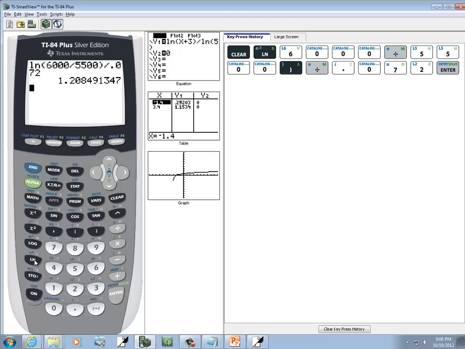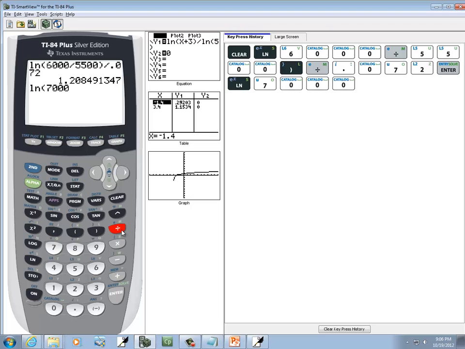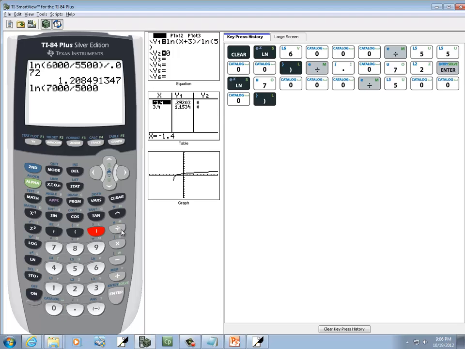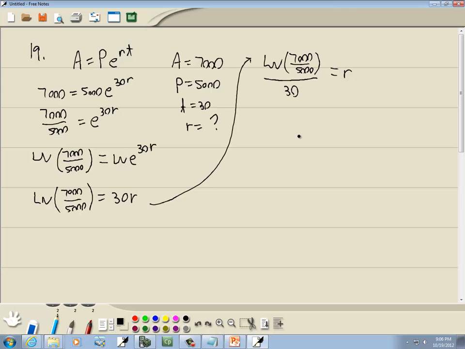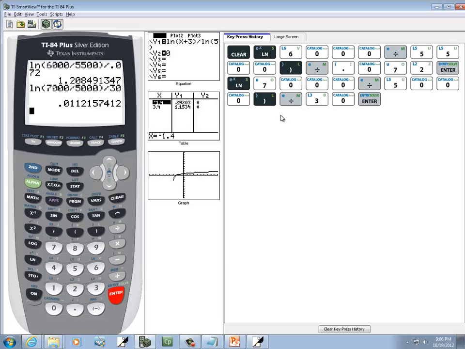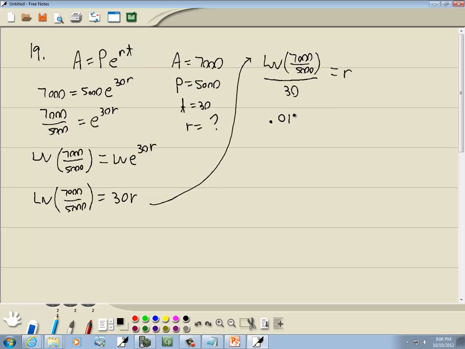So we got natural log of 7,000 divided by 5,000, close parentheses, divided by 30. Enter. And so we got r is equal to 0.0112. Now we want to convert that to percent, so we'll move it 2 places to the right, and we got 1.12% for our r.